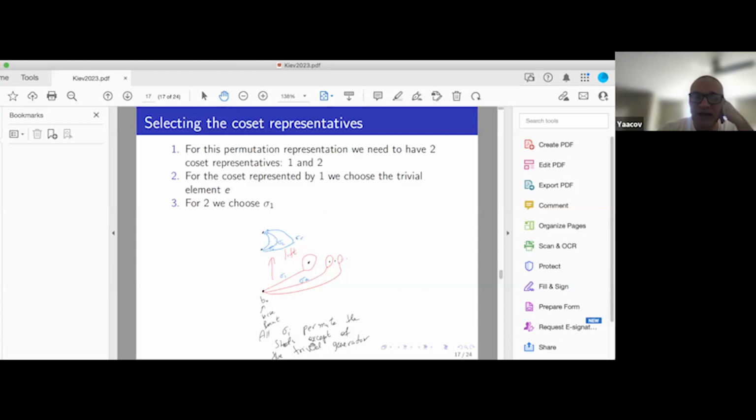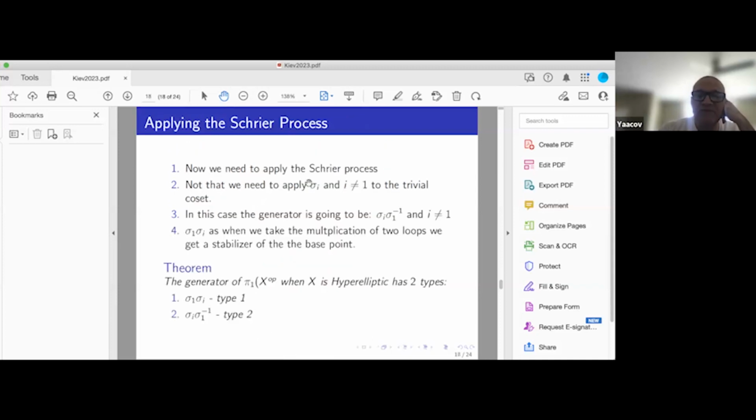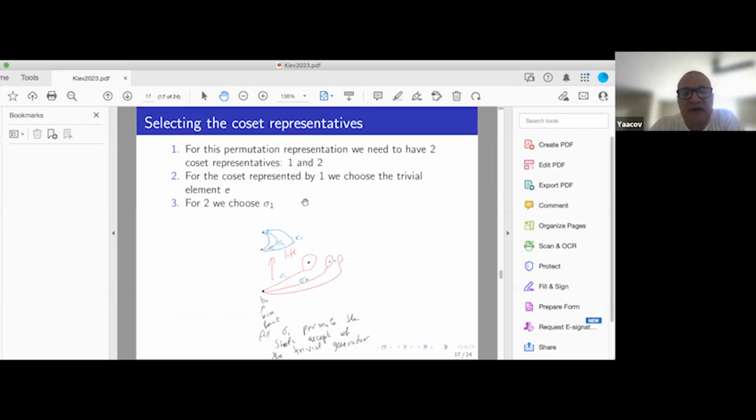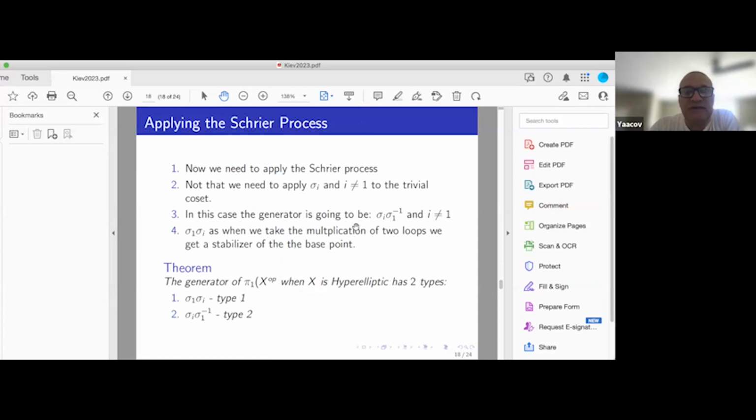So all sigma I permute the sheets, except the trivial generator, which takes the first sheet and just leaves it intact. So I have two representatives: the element E, and sigma 1. Now watch the magic. Now we need to apply the Schreier process. What we do first is apply sigma I to the trivial coset. Now, because sigma 1 is a representative, we are going to throw it away. We're not going to use it. We're going to use the other ones.